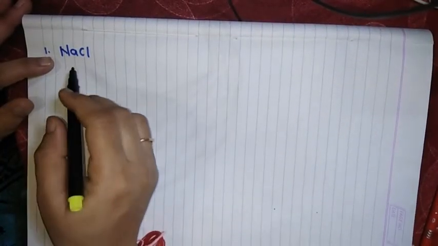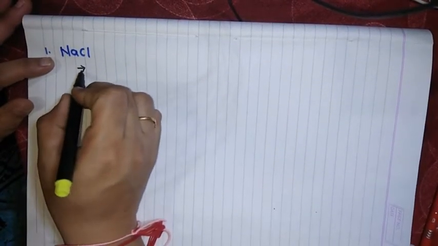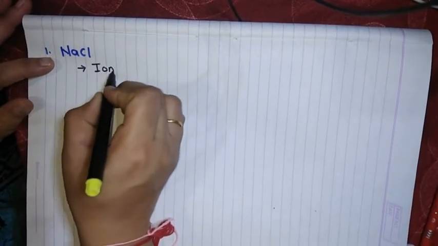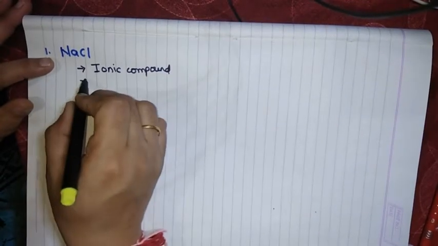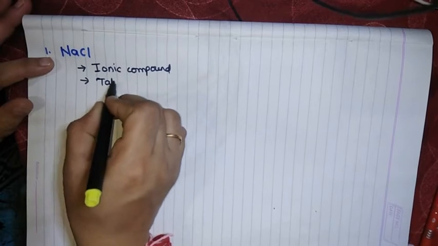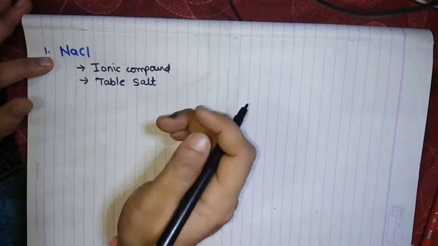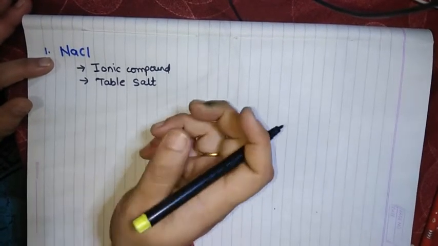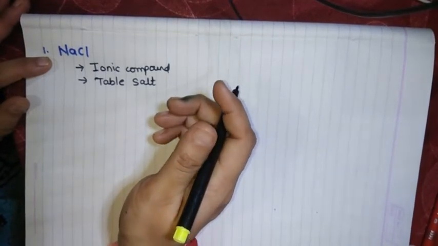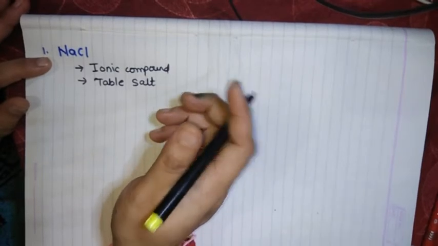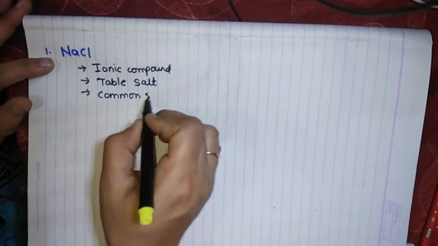Let's talk about the first one, that is sodium chloride. We can see that it is an ionic salt, so we can write that it is an ionic compound, commonly called table salt. Why table salt? Because we used to serve this salt on the table, so it is a common ingredient for daily purposes, for food flavoring. You can call it common salt also, because in day to day life we are using this salt.